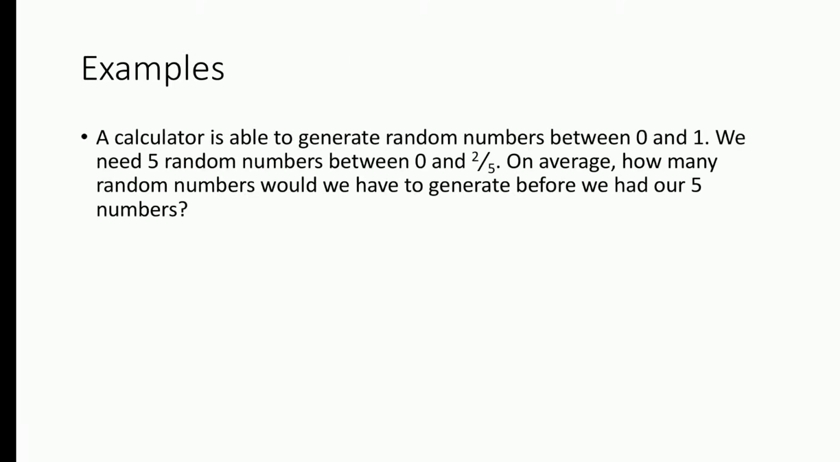Okay, so let's do this next one. Speaking of 5s, we have 5s here. So what I'm going to do is I've got a calculator, and I'm going to generate random numbers between 0 and 1, and I need 5 random numbers between 0 and 2/5. So on average, how many random numbers would we have to generate before we had our 5 numbers?